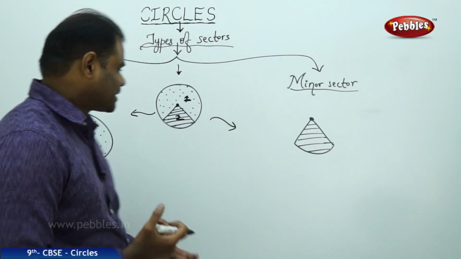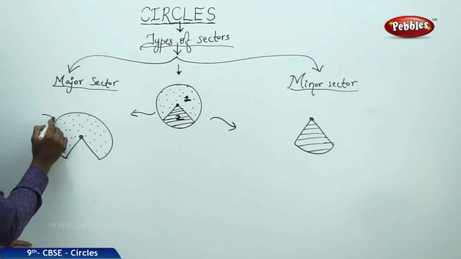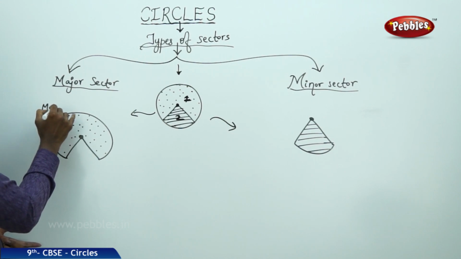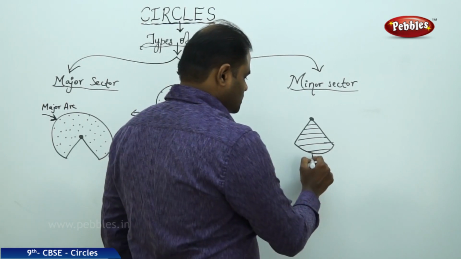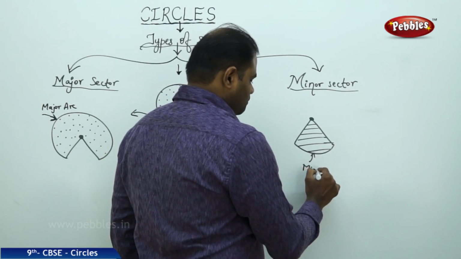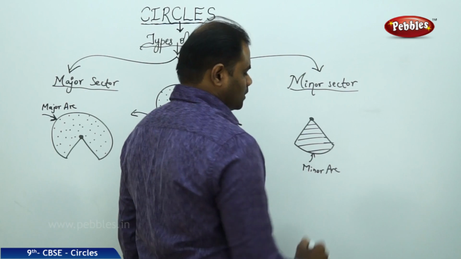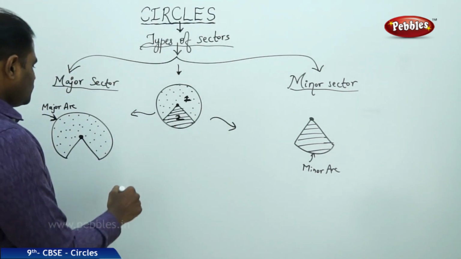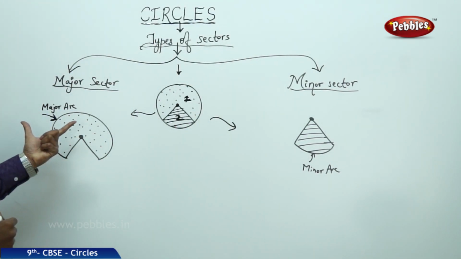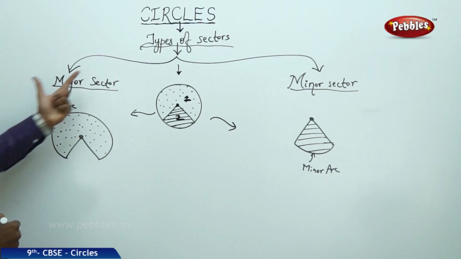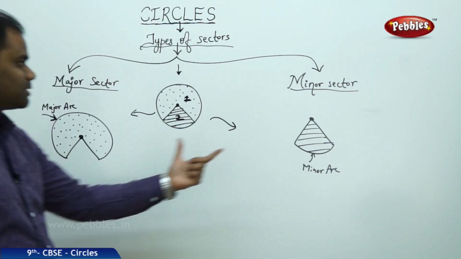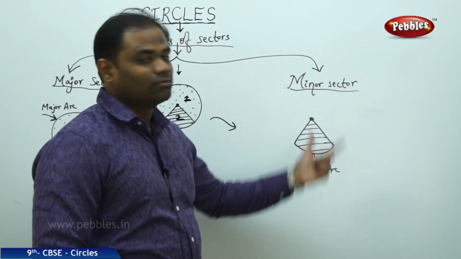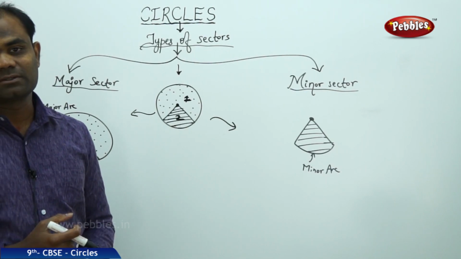Mathematically, a major sector is a sector which involves a major arc. So this sector has a major arc and this sector has a minor arc. Therefore, a sector which has a major arc involved is called a major sector. A sector which has a minor arc involved is called a minor sector.